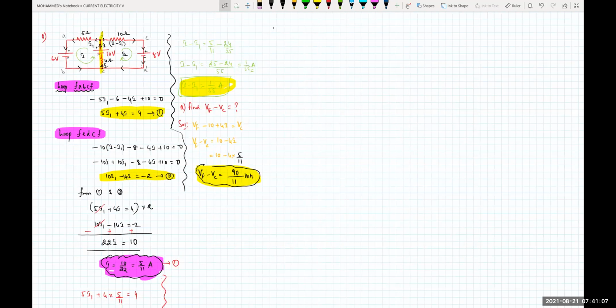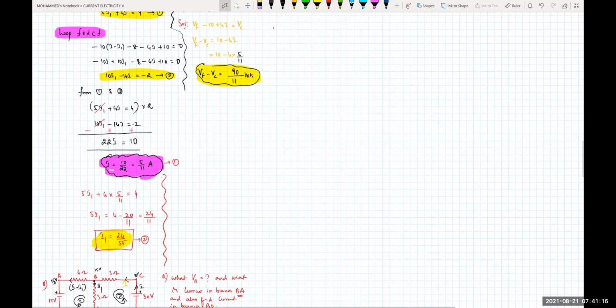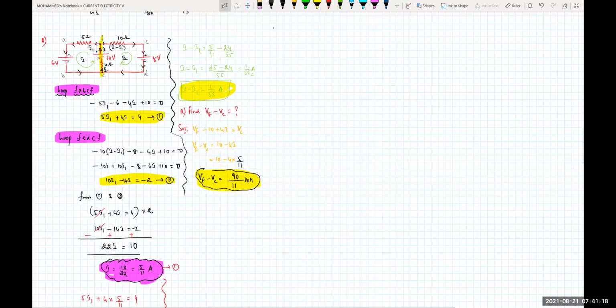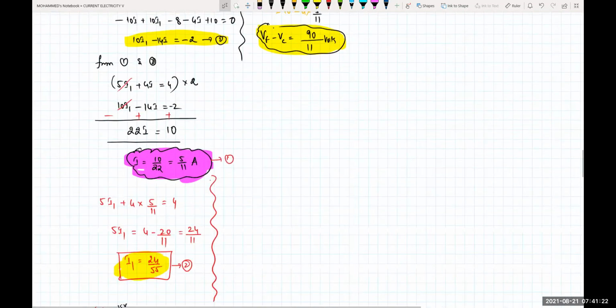Whatever the direction of current we assume, is it correct or wrong, beta? I1 and I minus I1 directions, correct or wrong? All the answers came positive, right? Yes, sir. I value came positive, I1 is also positive, I minus I1 also positive. That means whatever the direction we assumed is perfectly correct.